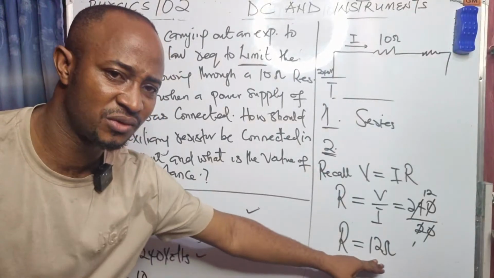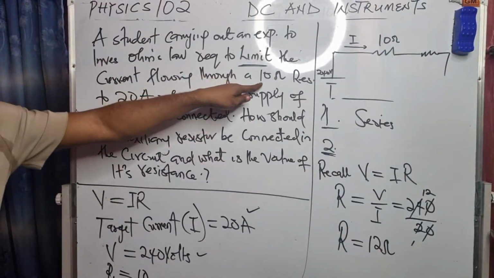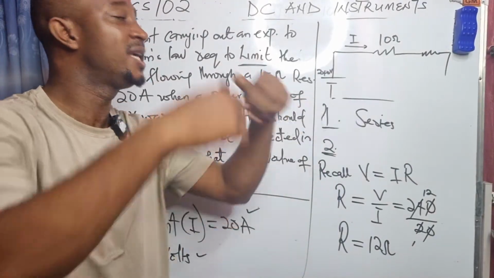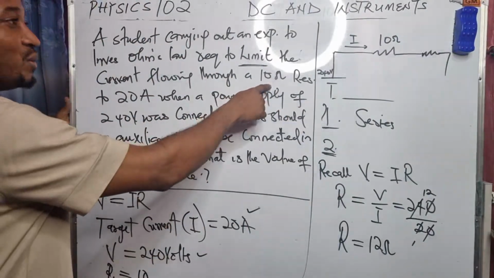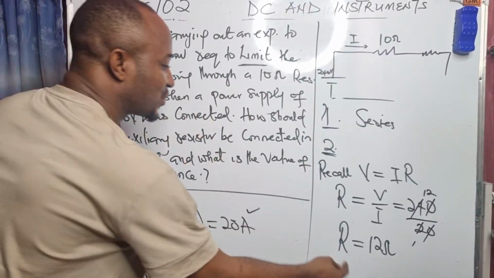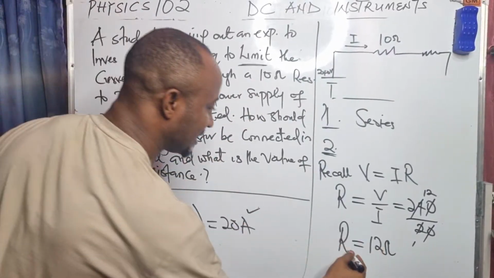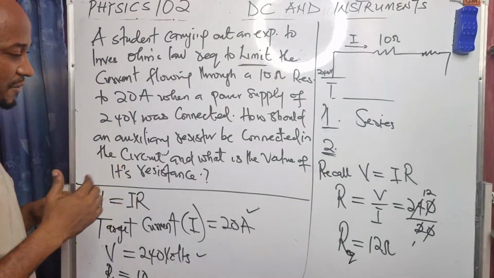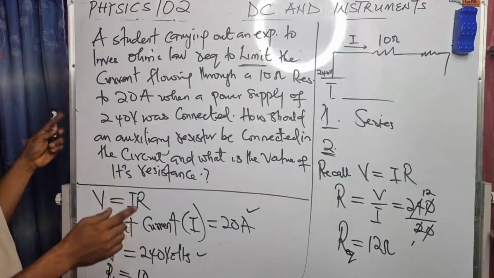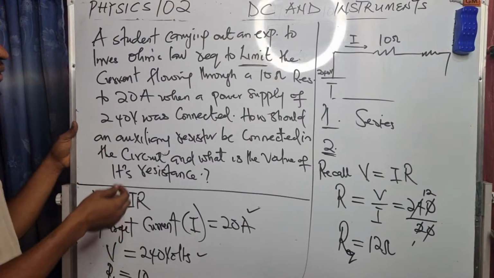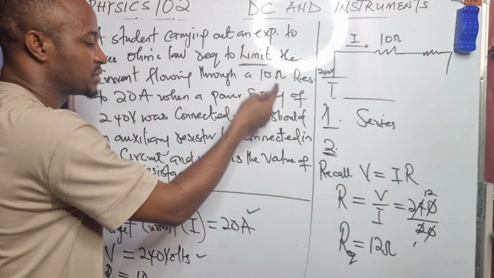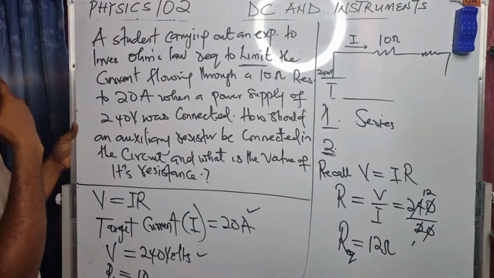Now what did we notice? Resistance increased to 12, but the given resistor is 10 ohms. So what do we do? If the total resistance has increased to 12, the question now is: what will be the value of the auxiliary resistor that will be added to this 10 ohms to give us this 12 ohm resistance?